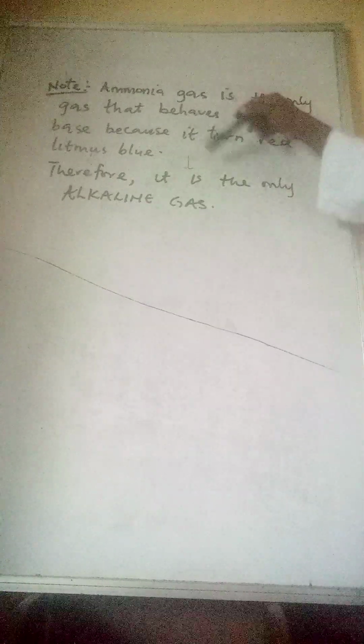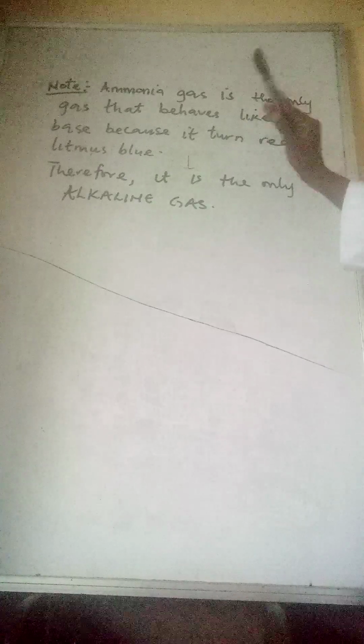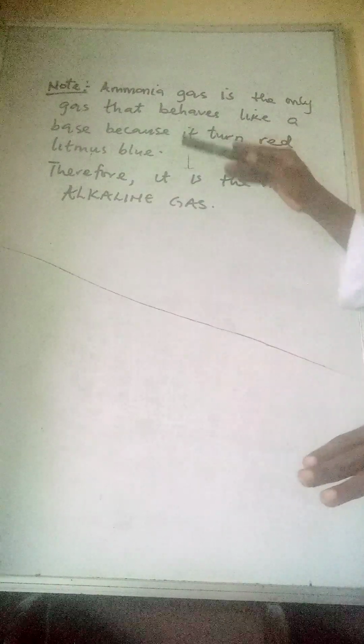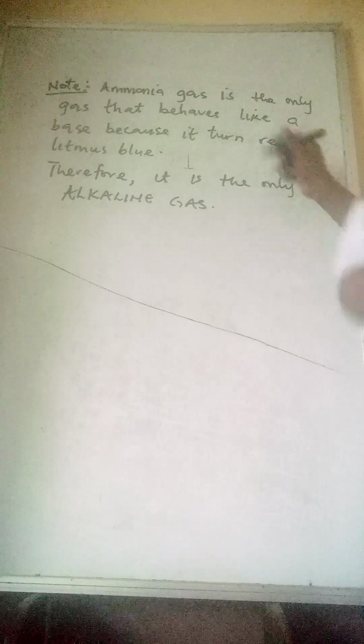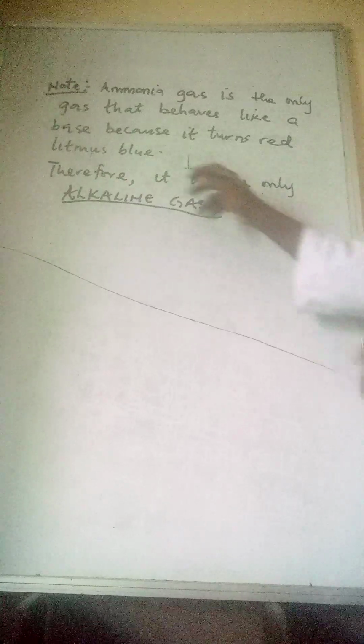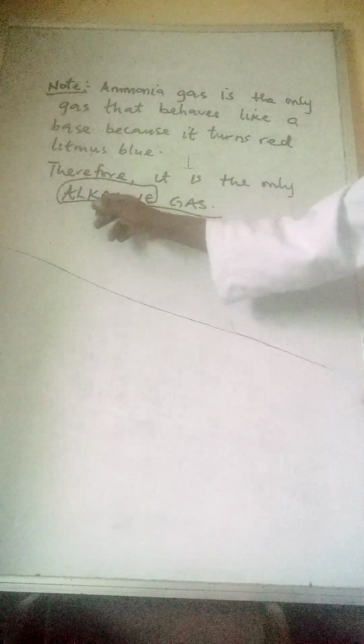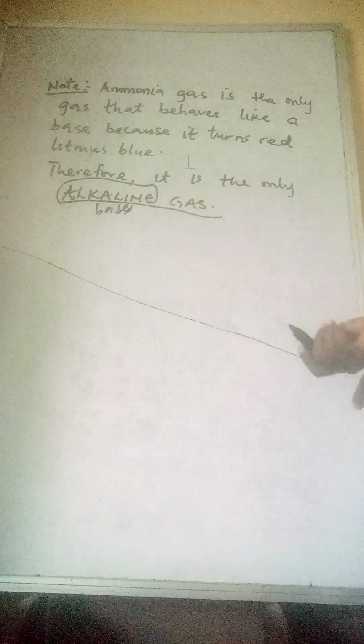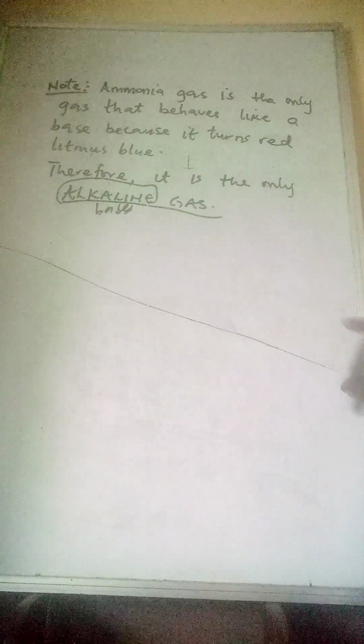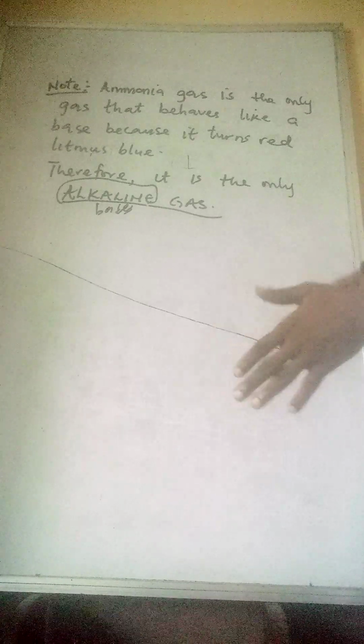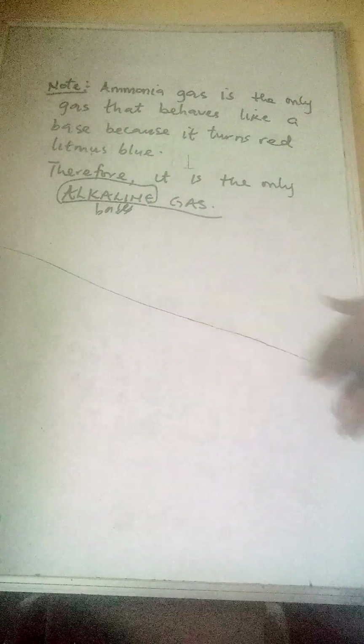So this is an important note. Ammonia gas is the only gas that behaves like a base. Why? It turns red litmus blue, and that is why it is called alkaline gas. Alkaline means the same thing as base. Okay, take note of that. Alkaline is different from alkali. Alkali is a soluble hydroxide. Alkaline is another name for base. And don't forget, I said it earlier on, all alkalis are bases, but not all bases are alkalis.